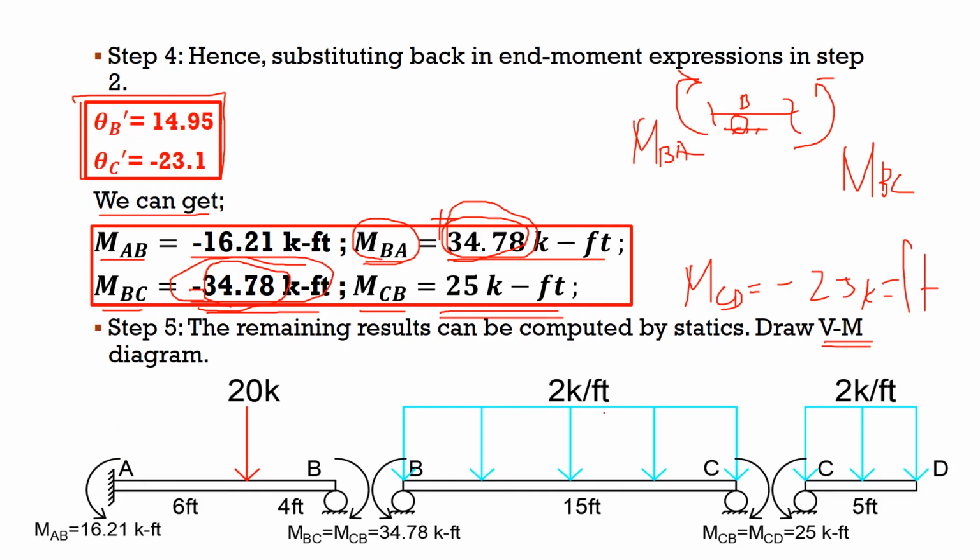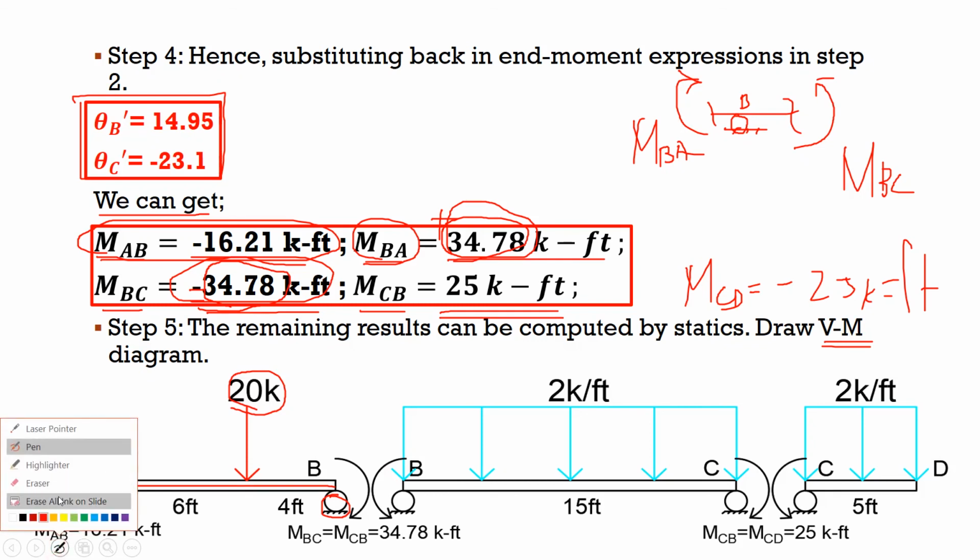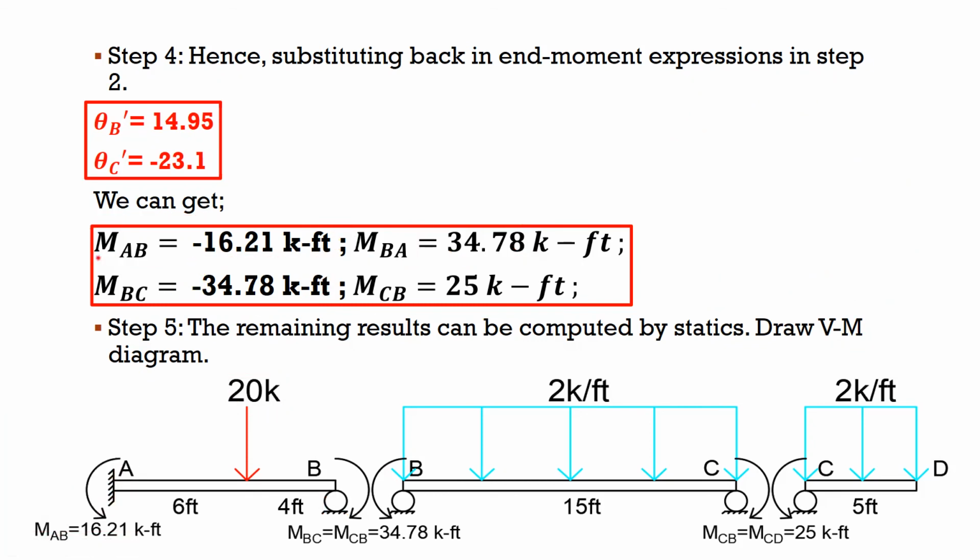Okay, so what you will do, guys, is again by segment. Take segment AB, for example. You apply the load of 20 kips. Okay? So what you got for AB is 16.21. Di ba, what you got for AB is negative 16.21. So take note, negative, guys.